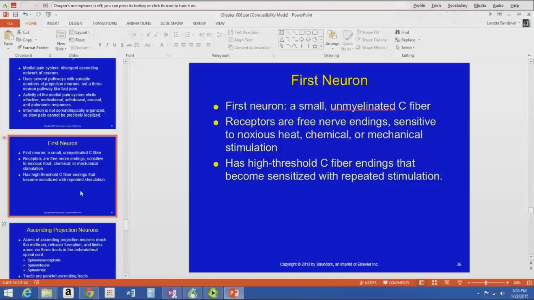So the pain itself has a high threshold in those C fiber endings. But with repeated stimulation, they become sensitized. And they can even become sensitized to the point where normal sensations feel like pain. It's a very interesting process. Okay, so that's the first order neuron.